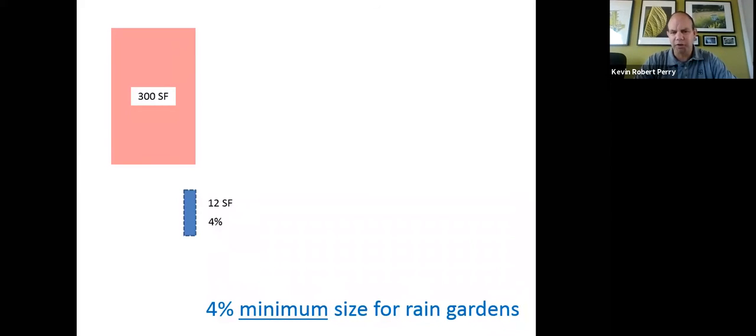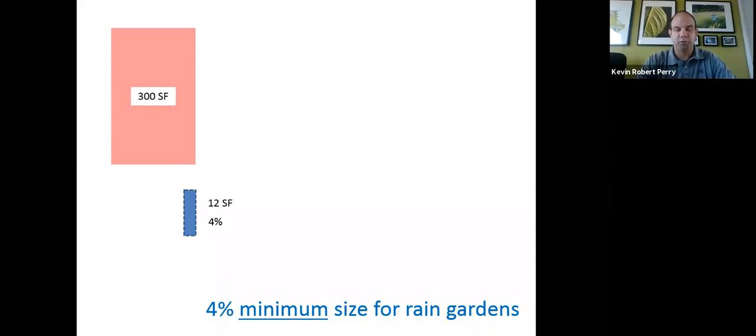And then if you're looking at the actual rain garden size, what we'd like to see is a 4% minimum size for rain gardens. So if you've got, for example, 300 square feet of roof area, if you look at that 4% rule, we need at least 12 square feet of rain garden space. Just to put that in perspective, maybe that's a 2 by 6 foot area. So that's the minimum for a 300 square foot space.